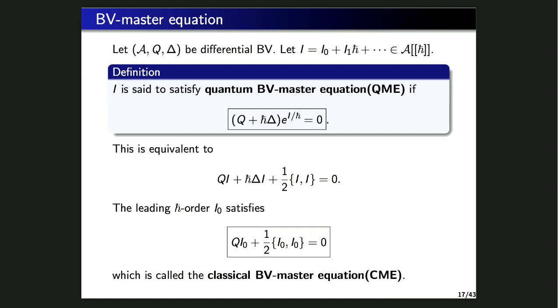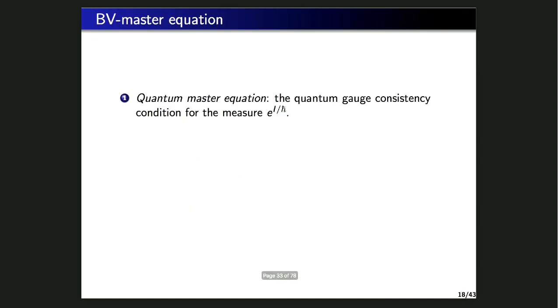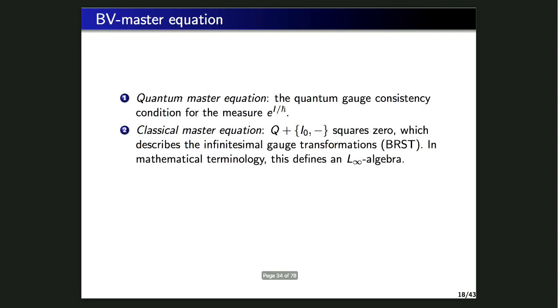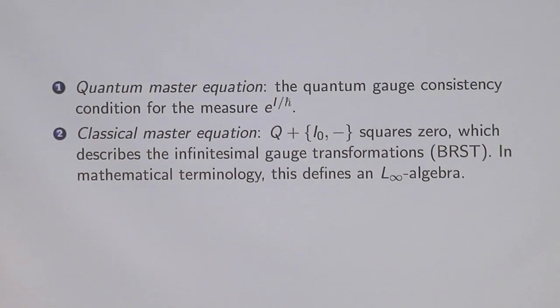So the meaning of this equation is the following. This quantum master equation actually arises in physics as the so-called quantum gauge consistency condition for the measure given by this function I. And like the classical master equation, this one implies that this operator squares to 0, which describes the infinitesimal gauge transformations in the so-called BRST formalism. In mathematical terminology, this data describes a so-called homotopy Lie algebra, or L-infinity algebra.